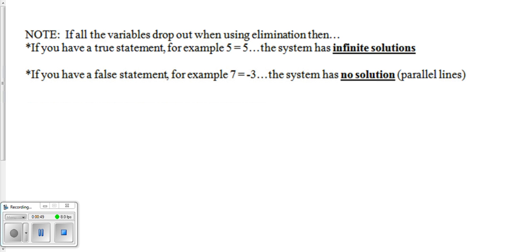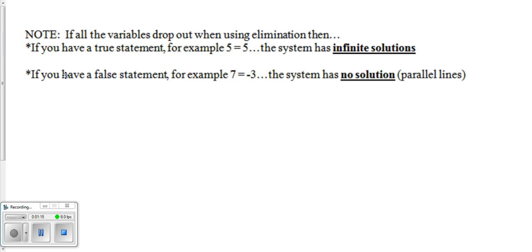Now note, if all of the variables drop out when we are using elimination, then one of two things can happen. You can get a true statement like 5 equals 5. That would be infinite solutions. Again, this would be the same exact line. We've looked at this before with substitution and graphing. If you get a true statement like this, it means that the two lines are right on top of each other. It's the same exact line, so they are infinite solutions.